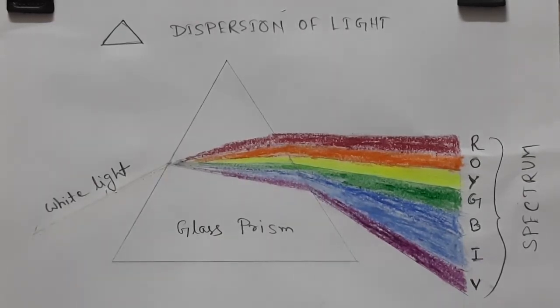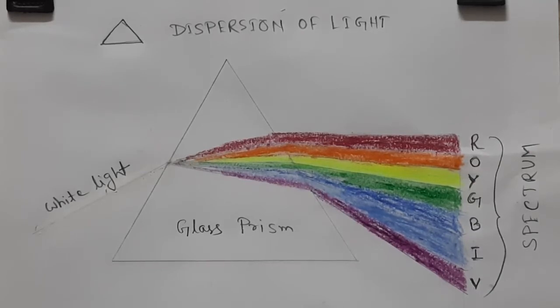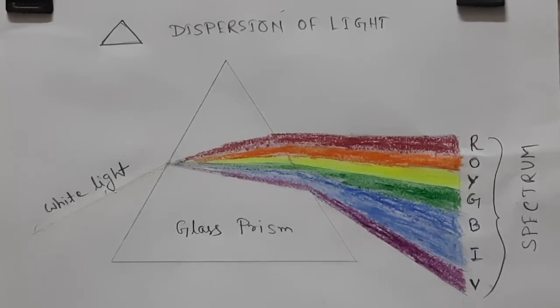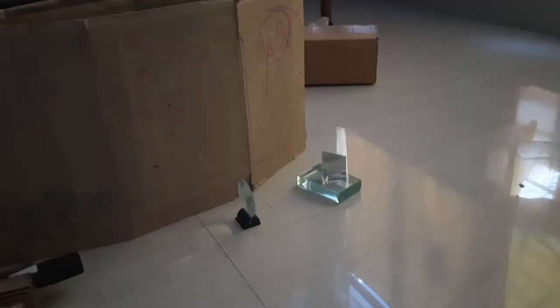This natural phenomenon also takes place in the case of rainbow formation, but in that case dispersion of light is a little different. The light undergoes repeated refraction several times. In another video we shall try to discuss this, but in this video it is only up to dispersion of light through a glass prism. So now let's see the practical.